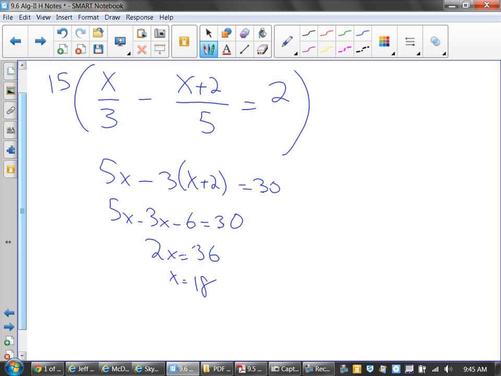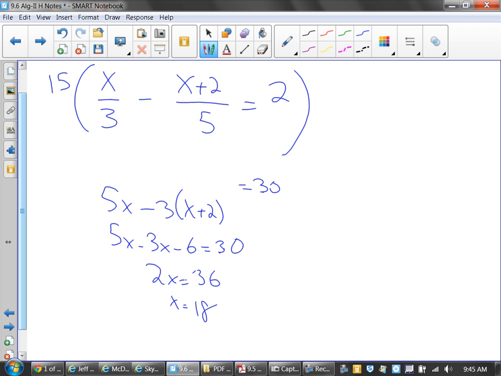Sir, wait, why isn't it 15x plus 30? Like, when you distribute? When I distribute out here, what I'm doing is, move this down here.